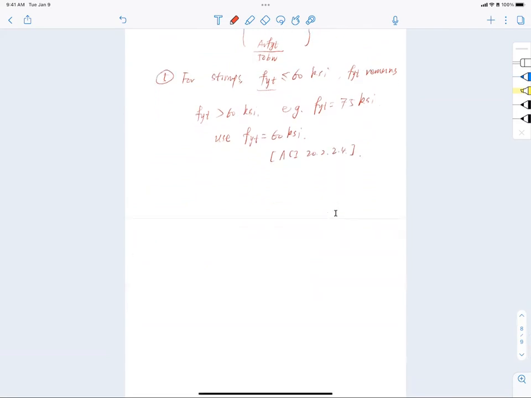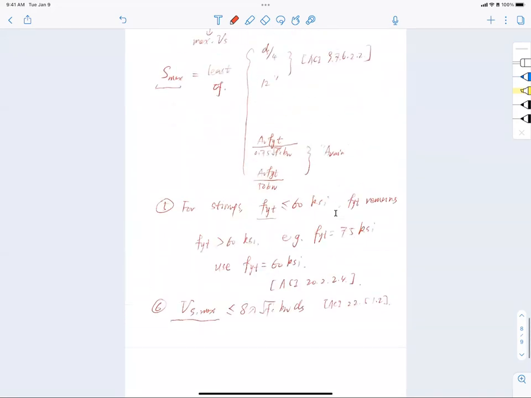All right, and last but not least, your shear resistance from the stirrups, Vs max, right, has to be kept. That means it cannot exceed 8 times square root f'c bw d. Okay, and this you can find in ACI 22.5.1.2.